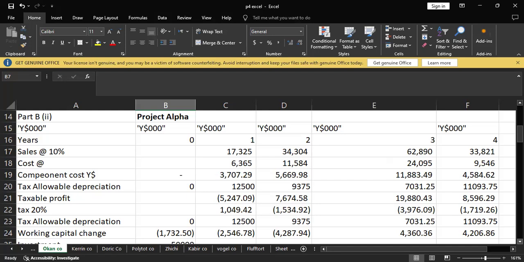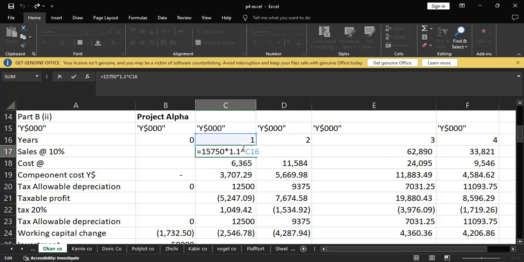The sales was given to you people in the question as 17, but the examiner told you that the sales has to be increased by 10%. So see, what is going to happen? This was the sale which was given.